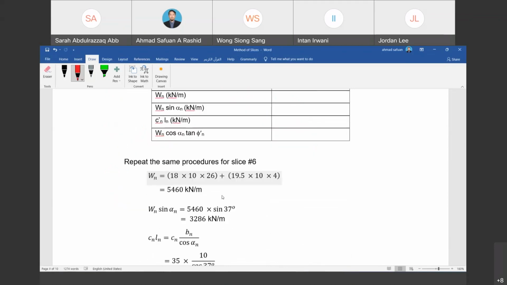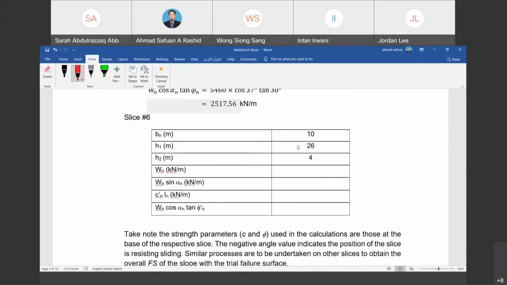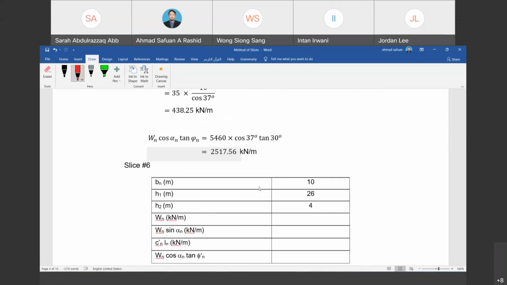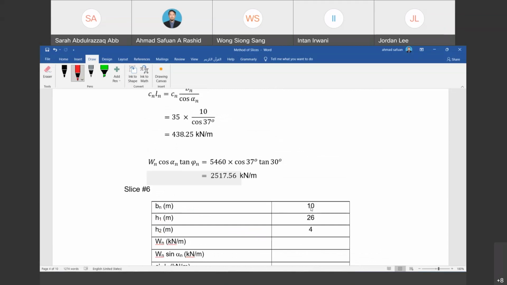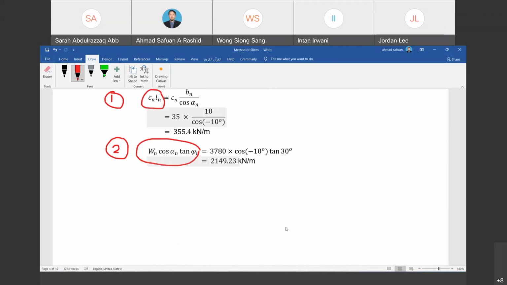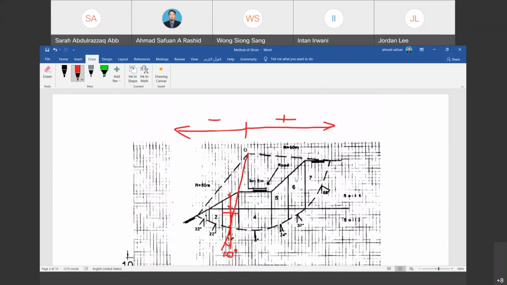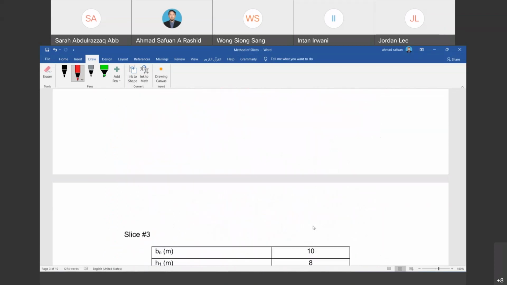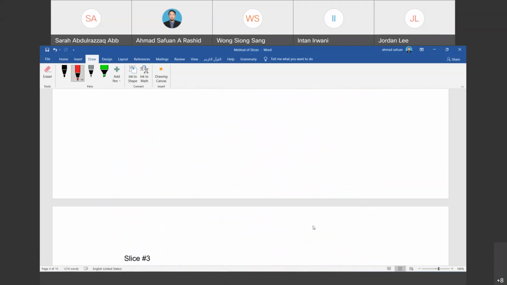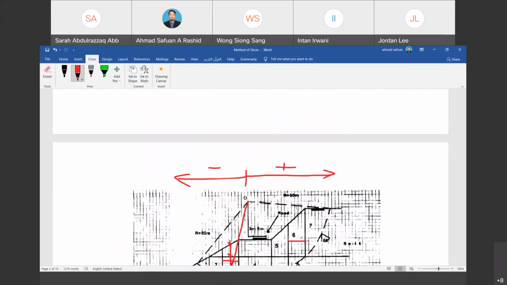Then for slice number 6, this is the table for slice number 6. The width is equal to 10. 26 is the height for H1 and 4 is the height for H2. So this is slice number 6. The width is equal to 10. Then get the center line.